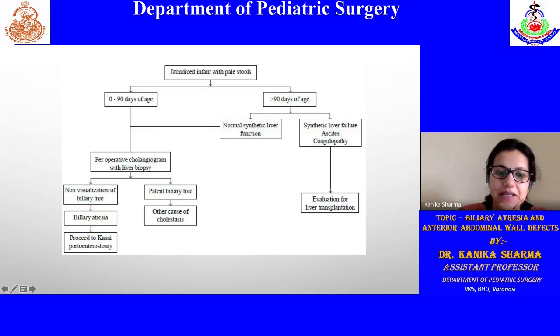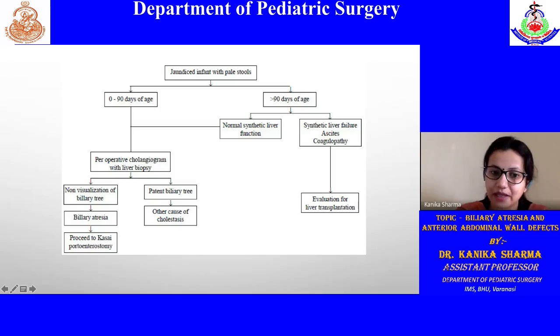If a child presents early, then the child can be taken up for surgery, for operative cholangiogram and the liver biopsy. And if no tree is visualized, the biliary atresia is confirmed and the child has to undergo portoenterostomy. While if the tree is patent, then we have to look for other causes. Another important cause in these kids is the inspissated bile duct syndrome, where a ball of bile becomes saturated and blocks the CBD.